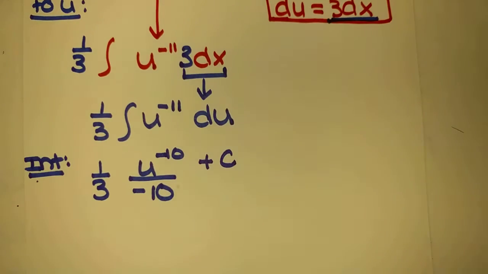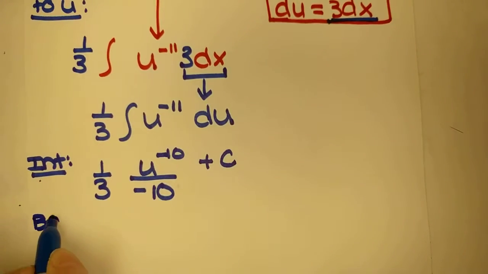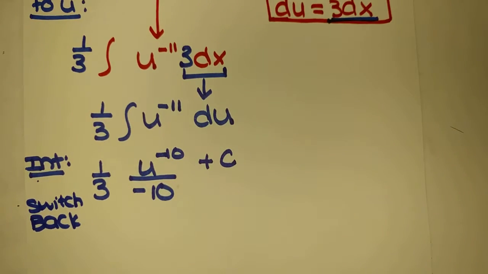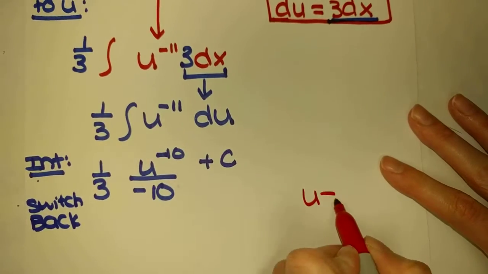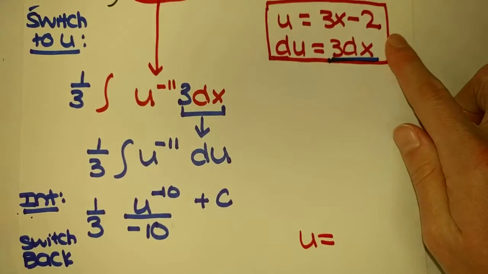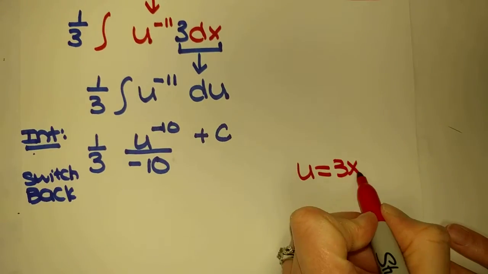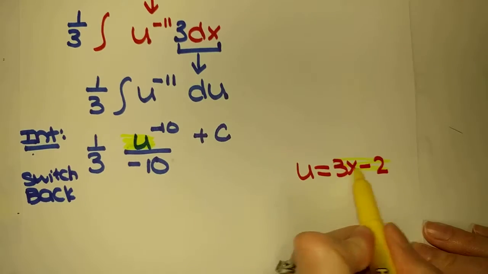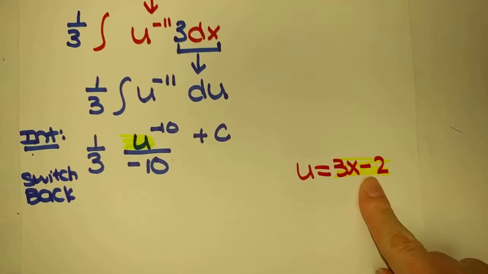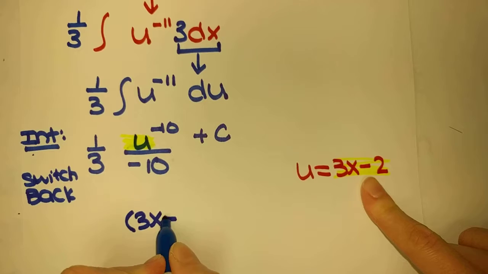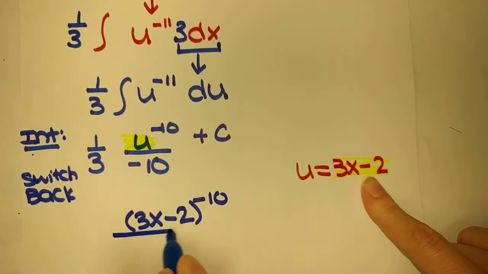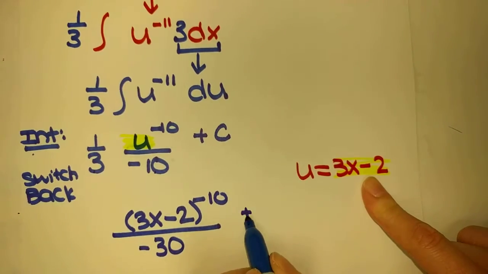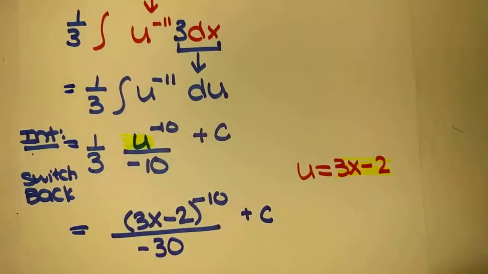All right, so once we integrate, then we are going to switch back to the original variable, and that is going to require using our definition of u. So again, u was defined up at the top here as 3x minus 2. So we will plug in 3x minus 2 for our u. So again, u will get replaced with 3x minus 2. So this will become 3x minus 2 to the negative 10. And then in the denominator, the 3 times negative 10 multiply straight across to give us negative 30 plus c. And of course, these are all equal.